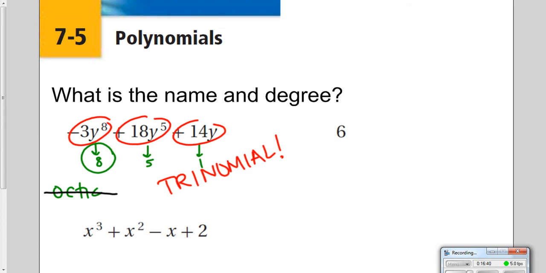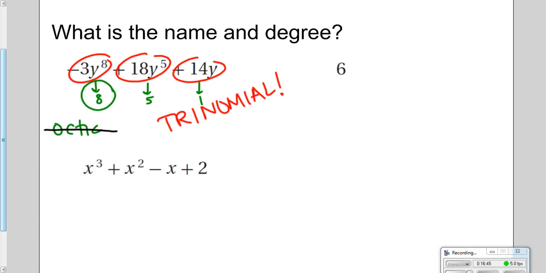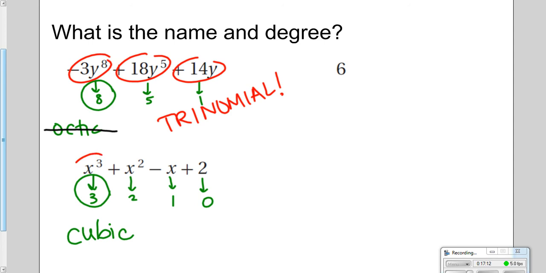Okay, so let's move on to the x cubed plus x squared minus x plus 2. Okay, this one, let's name the degrees, right? Our first term has a degree of 3, then we have a degree of 2, degree of 1, degree of 0. So because the greatest degree is the degree for the whole thing, this has a degree of 3, which means that we would name it a cubic function, okay, because its degree is 3. Now I'm going to count how many terms I've got. I've got 1, 2, 3, 4. That makes it a polynomial.